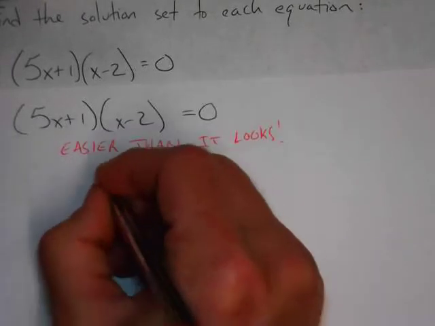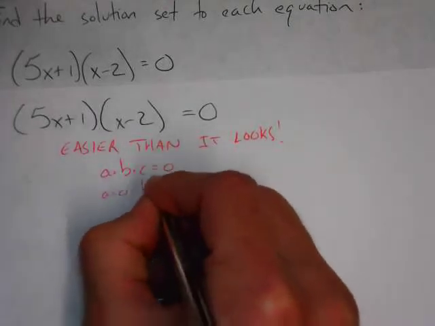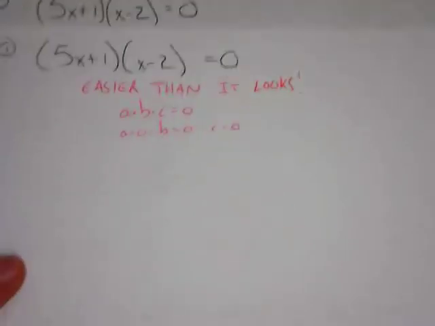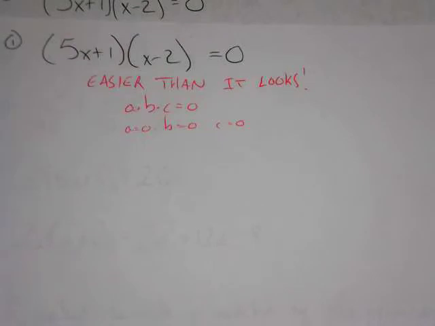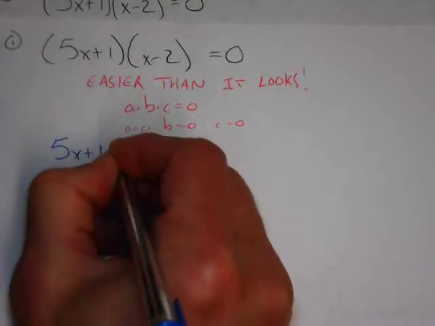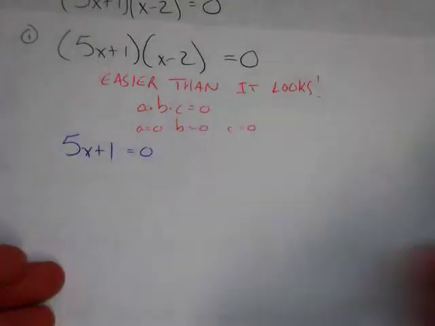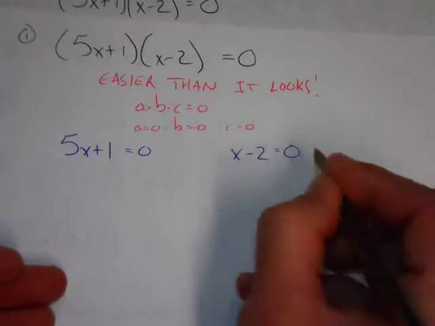The note was a times b times c equals 0, so either a equals 0, b equals 0, or c equals 0. And look what's happening here. In problem number 1, we've got two things being multiplied, and their result is 0. What does this mean? That means now we have a logic exercise. This means that either 5x plus 1 could equal 0, because if this whole thing was 0, then 0 times anything is 0, or x minus 2 is equal to 0.